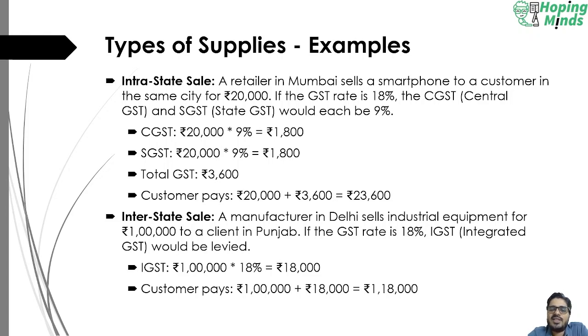Next we have interstate sale, that is a manufacturer in Delhi sells industrial equipment for rupees 1 lakh to a client in Punjab. So the goods, that is the industrial equipment, are moving from the domestic boundaries of Delhi to Punjab. Hence IGST will be charged. The rate of IGST is 18%. Then IGST amount will be 1 lakh into 18%, which comes to rupees 18,000, and the customer has to pay rupees 1 lakh plus 18,000, which comes to rupees 1 lakh 18,000.